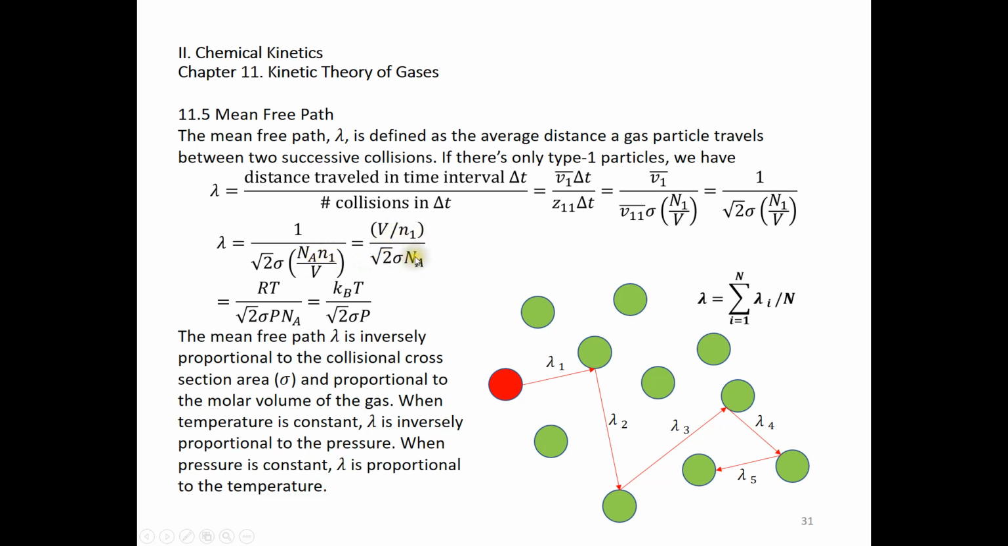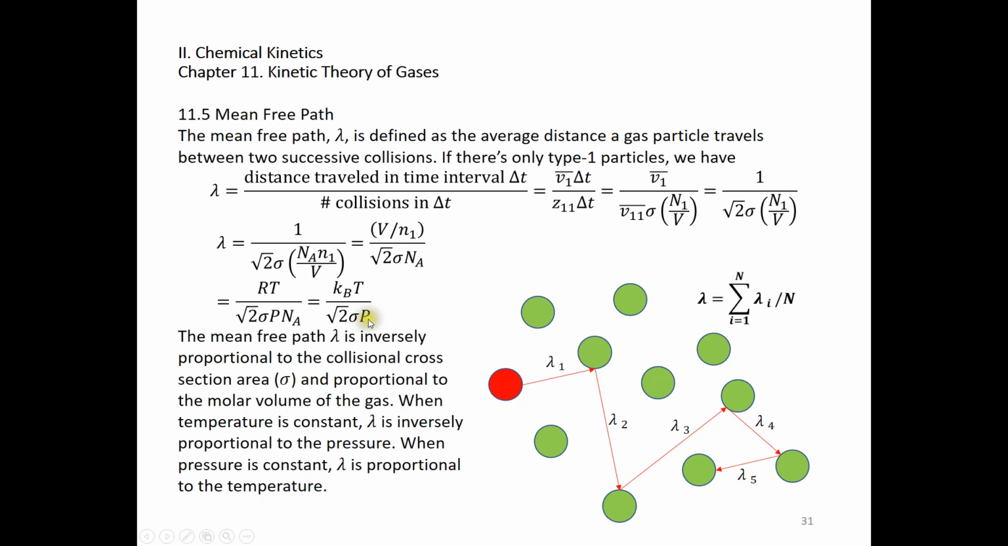We rearrange this equation. We see V over N1 on top. Well, using the ideal gas law, it's just RT over P. So we get this expression. And this expression is equal to this expression because R over NA is the Boltzmann constant. So in the end, it can be just the Boltzmann constant times temperature divided by the square root of 2 times sigma and P.